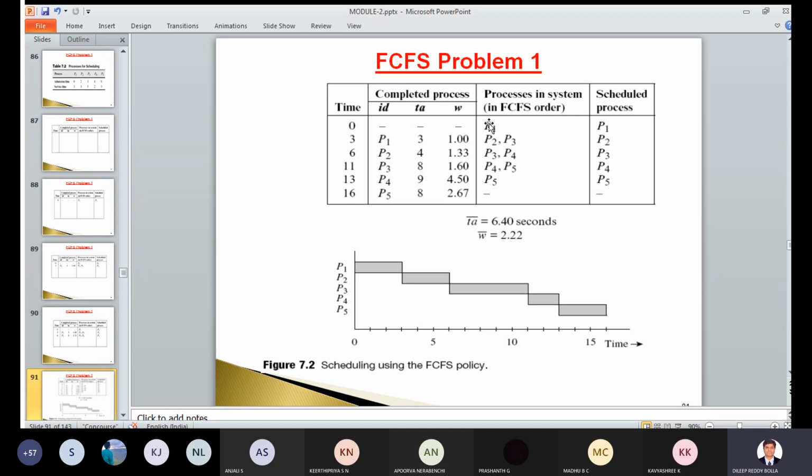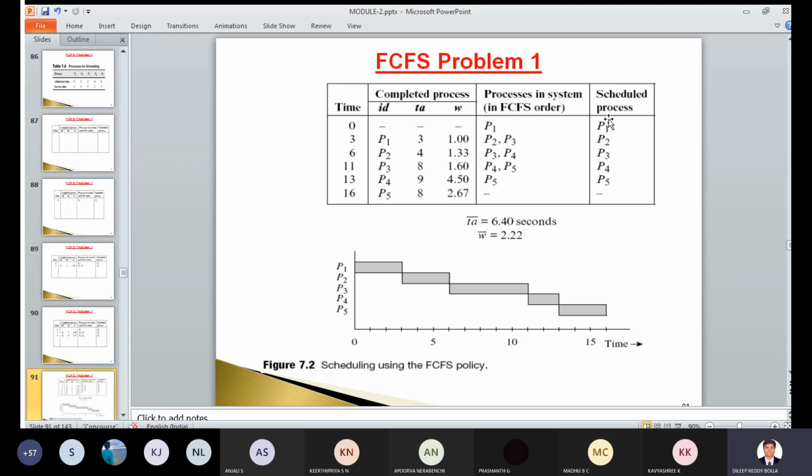So P1 is scheduled first, P2, P3 are next. P2 is scheduled, so P3, P4 will be next. P3 is scheduled, P4, P5 next. P4 is scheduled, P5 is next. So nothing further, so dash here. And which one is scheduled here? P1, P2, P3, P4, P5. Which is going to come next is being displayed here.